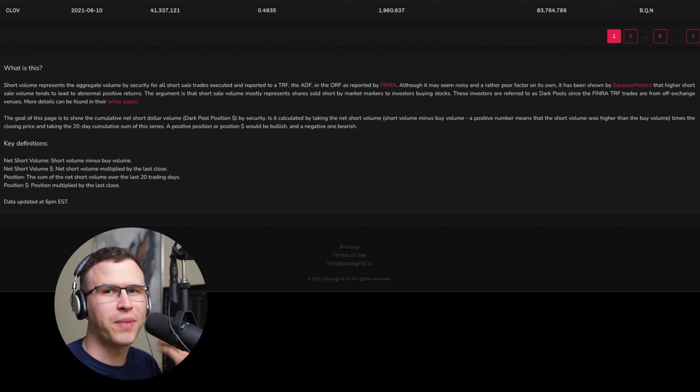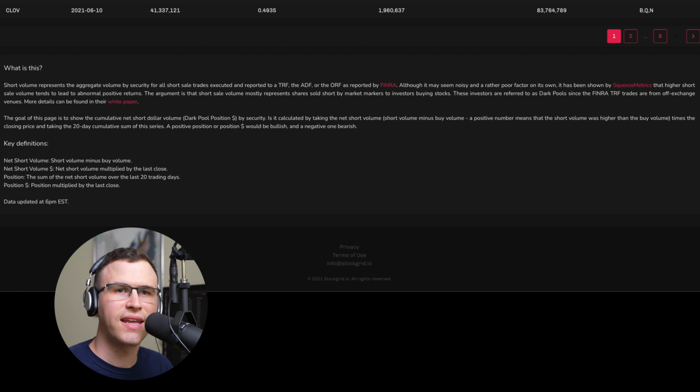It says, short volume represents the aggregate volume by security for all short sale trades executed and reported to a TRF, the ADF, and the ORF as reported by FINRA. Although it may seem noisy and a rather poor factor on its own, it has been shown by squeeze metrics that higher short sale volume tends to lead to abnormal positive returns. The argument is that short sale volume mostly represents shares sold by market makers to investors buying stocks. These investors are referred to as dark pools since the FINRA TRF trades are from off-exchange venues. More details can be found in their white paper.